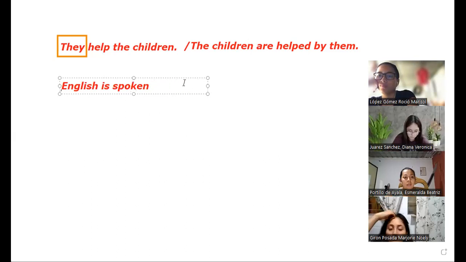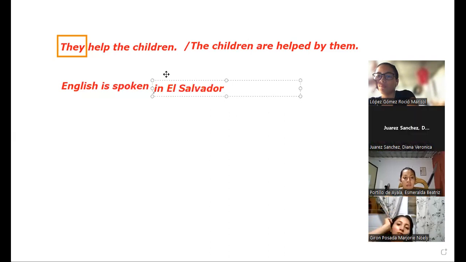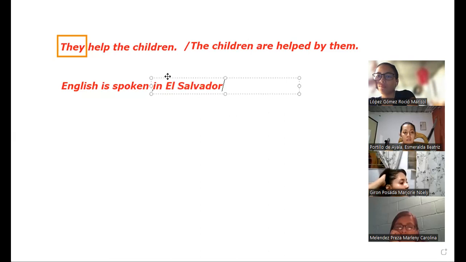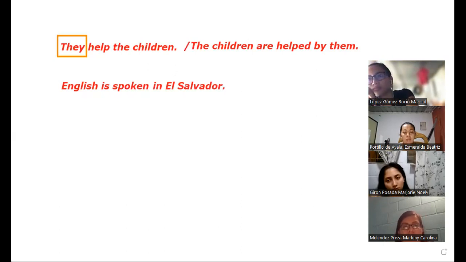But if you want to complement this sentence better, you can say English is spoken in El Salvador. For example. In this case, you have a more complete sentence, and you don't have by people or by the people. I don't know if I am clear. Is it clear? But in this exercise, don't worry if they omit or don't omit.